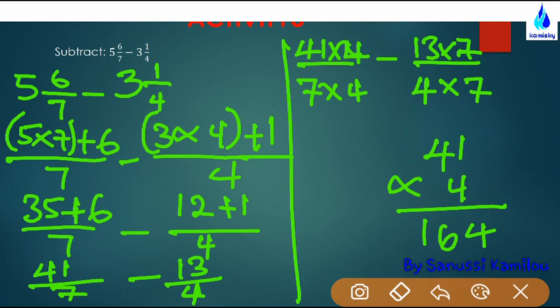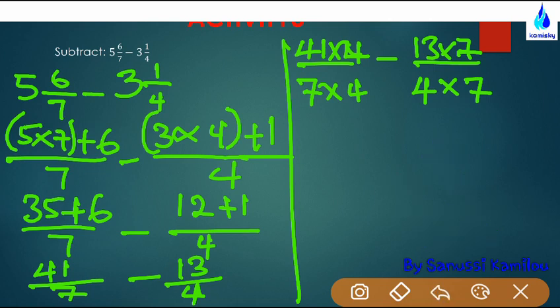Meaning the multiplication for the first numerator, the multiplication at the top for this one will be 164. Okay, so we already know that 6 times 4 will give me 20. 7 times 4 will give me 28. Very good. So we continue from there.